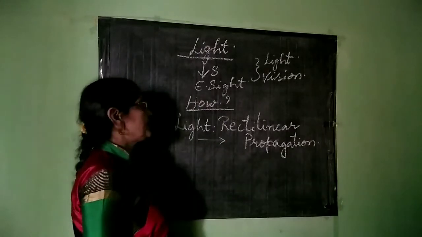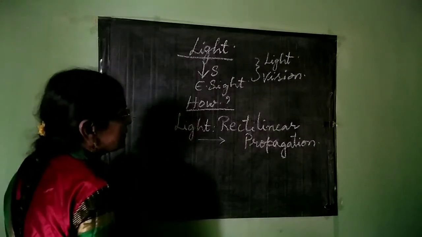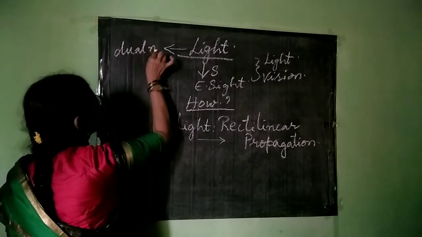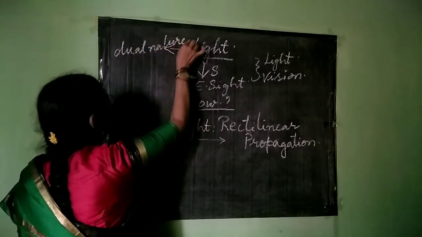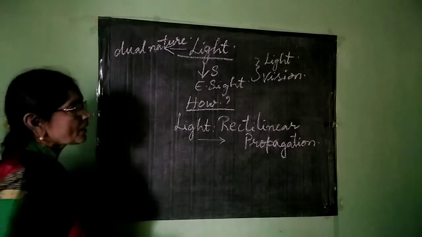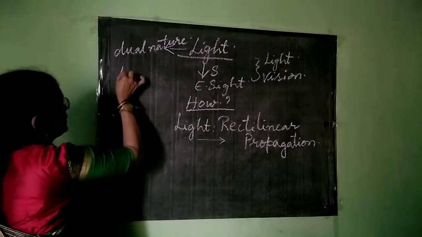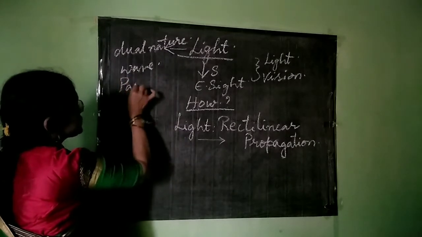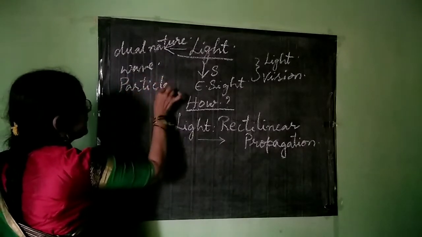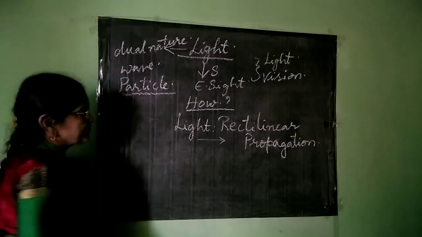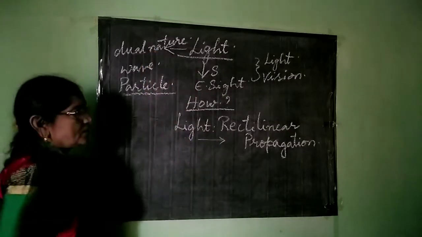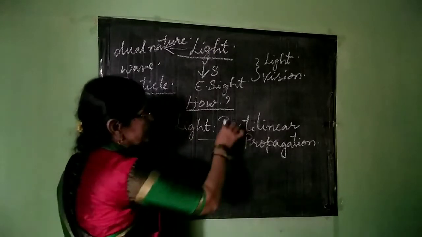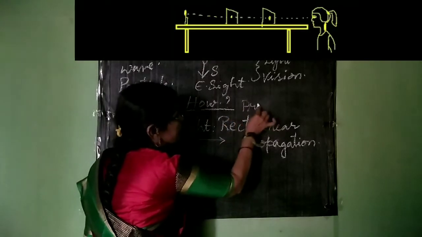Now another nature this light will have. This energy has dual nature. One is wave nature. Second one is particle nature. About the particle nature we will be learning afterwards. Now this energy will be traveling in a straight line. So this is one property of light.